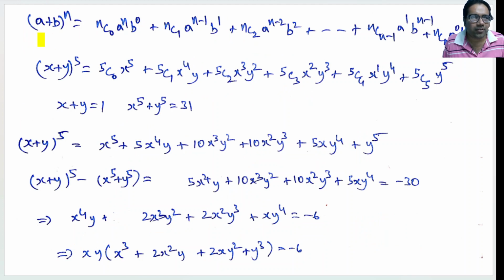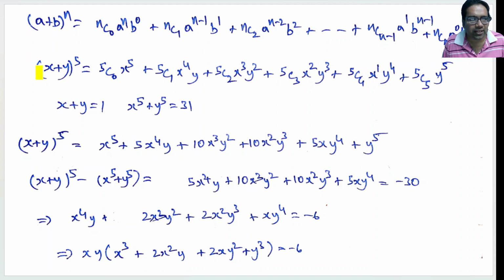What is a plus b whole power n? It is nC0 a power n, b power 0, nC1 a power n minus 1, b power 1, nC2 a power n minus 2, b power 2. Basically, a power will go from n, n minus 1, n minus 2 till 0, and b powers will go from 0, 1, 2 up to n. And the coefficient will go from nC0 to nCn. This is our familiar binomial expansion, right?